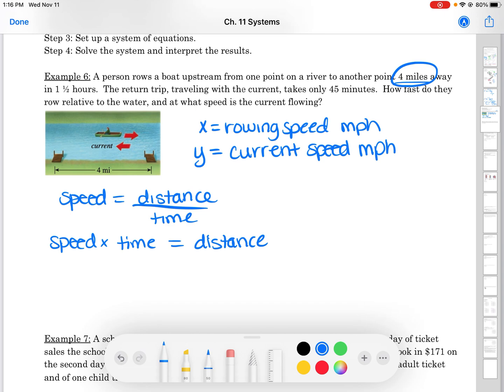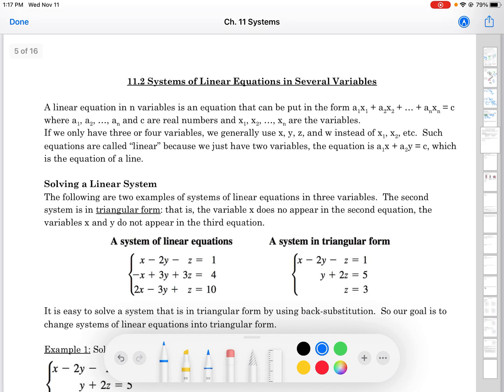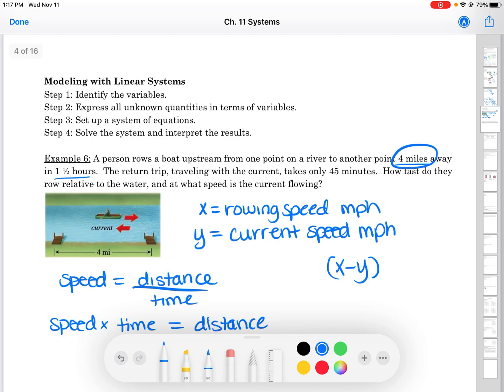All right, so one direction, our speed upstream times the time upstream is going to give us the distance traveled. So the speed upstream is going to be x minus y because you're working against the current. You're going to take your speed, but then you're going slower because the current's going the opposite direction. So we have x minus y, that's my speed upstream, times the time it takes. So upstream, it says is 1.5 hours, or it might be easier to just do 3 over 2. And that equals 4 miles.